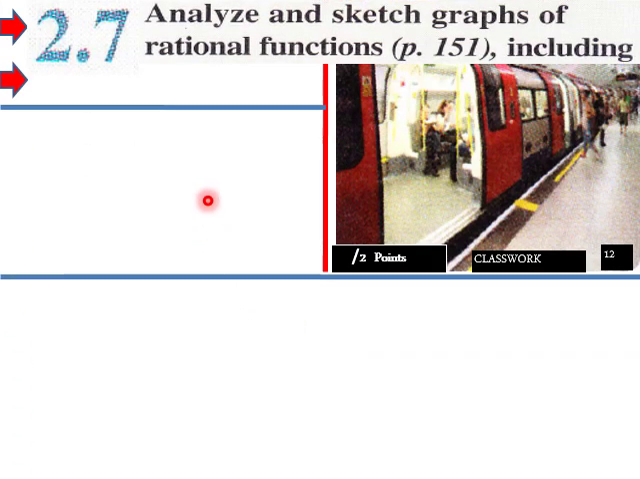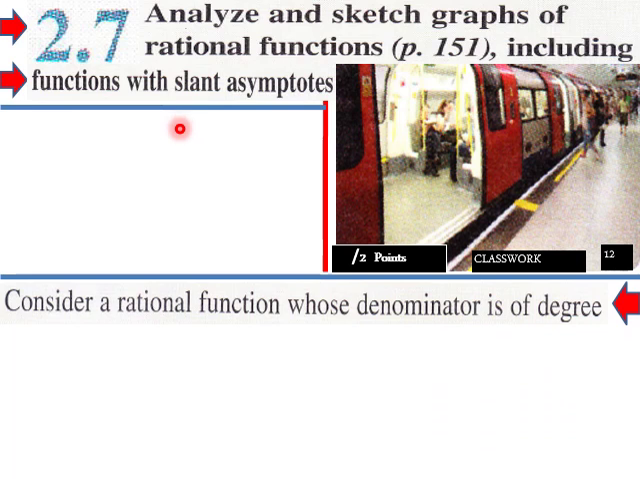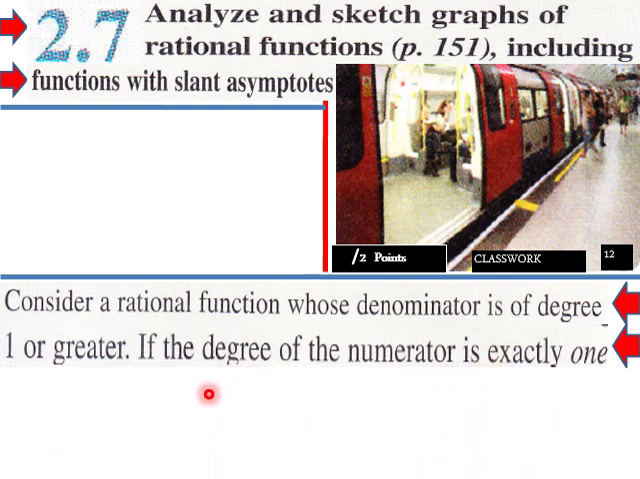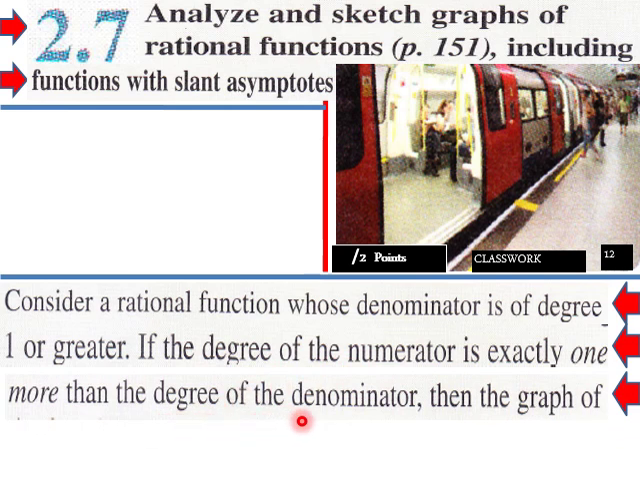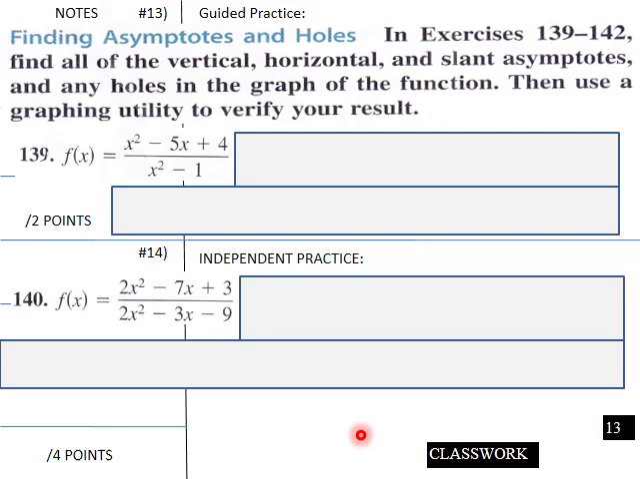Okay, on to 2.7. Analyze and sketch graphs of rational functions, including functions with slant asymptotes. So consider a rational function whose denominator is of degree 1 or greater. If the degree of the numerator is exactly 1 more than the degree of the denominator, then the graph of the function has a slant asymptote. So here, these are the same degree. We're not going to get a shot here to solve a slant asymptote. So go back into your homework, go back into the classwork of 2.7 to find that.